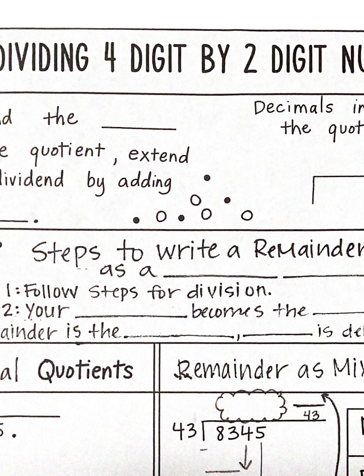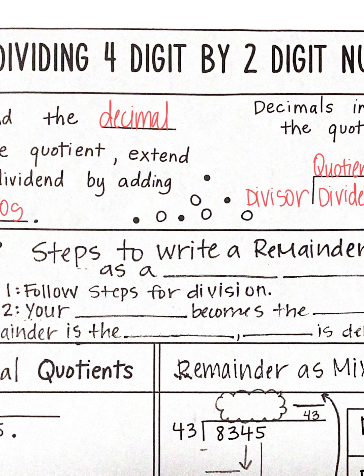To find the decimal in the quotient, extend the dividend by adding zeros. So when I'm talking about quotient or dividend or things like that, you need to know what is what. We've done this before, but we're going to do it again. Up here, this is where my quotient is. This is my answer to a division problem. Inside the division box is what we call the dividend, and then out here we have the divisor.